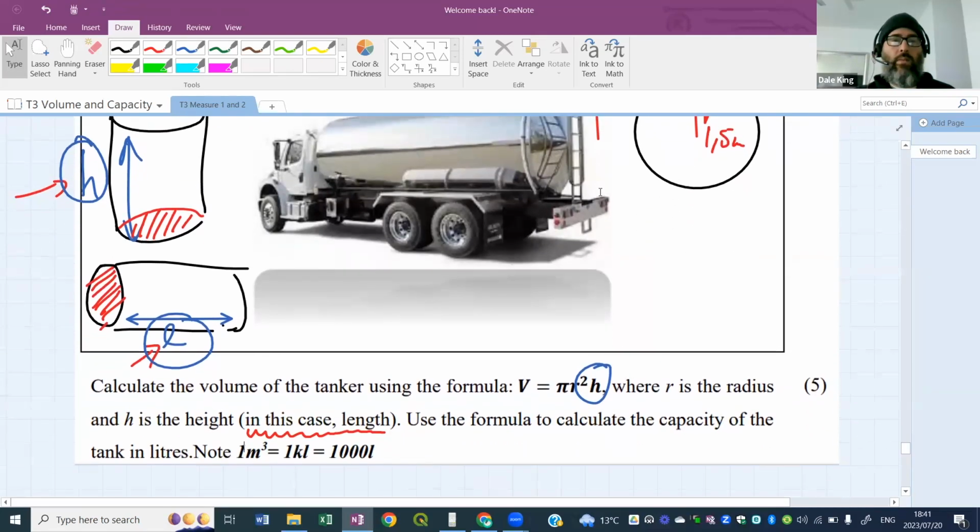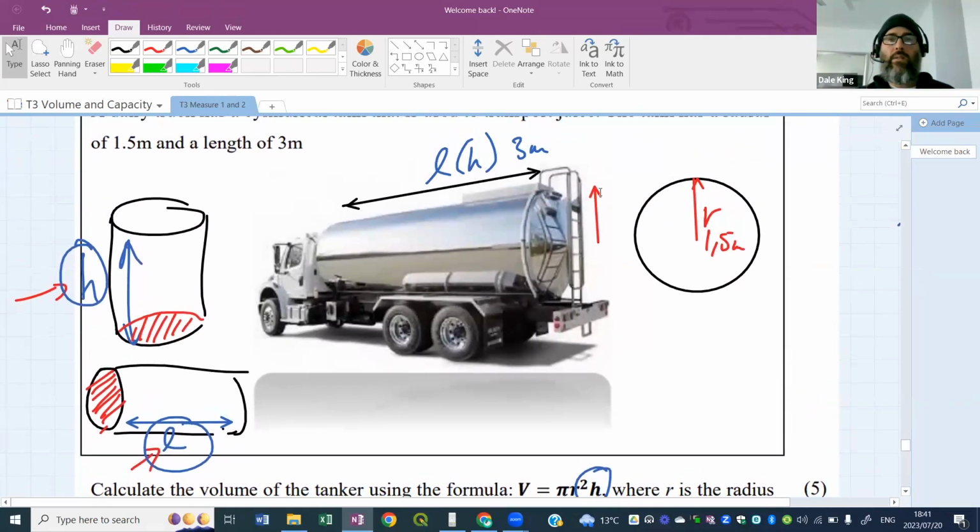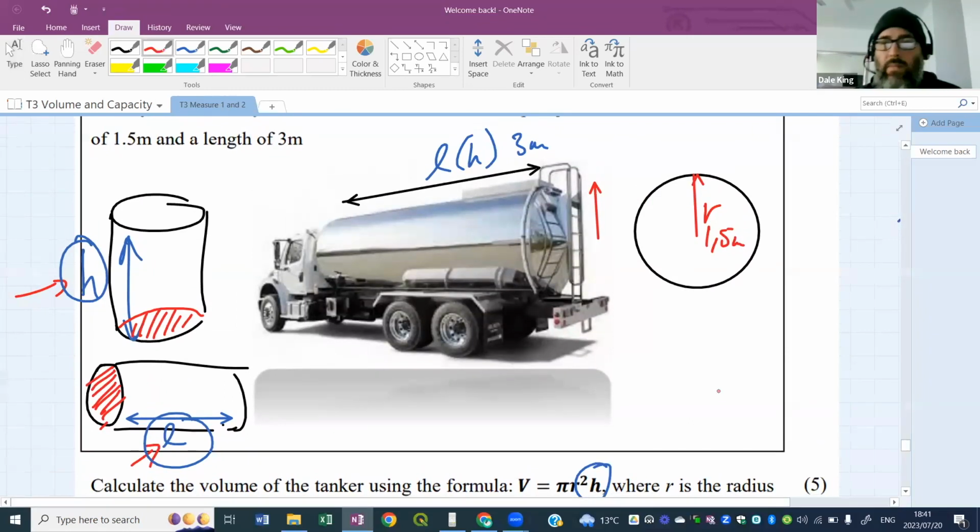And I'll write this here, 1 cubic meter is 1,000 liters. All right, I'll write the conversion here. 1 cubic meter is 1 kiloliter, which is equal to 1,000 liters. They want to know the capacity of this tank in liters. That's what they want to know. So work out the volume first, and then change it to capacity using this conversion that I've just written on the screen here. And when you're done with all of that, say done, and then we'll go over it.